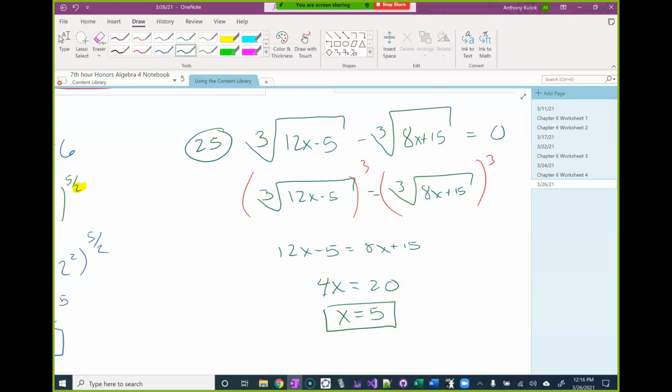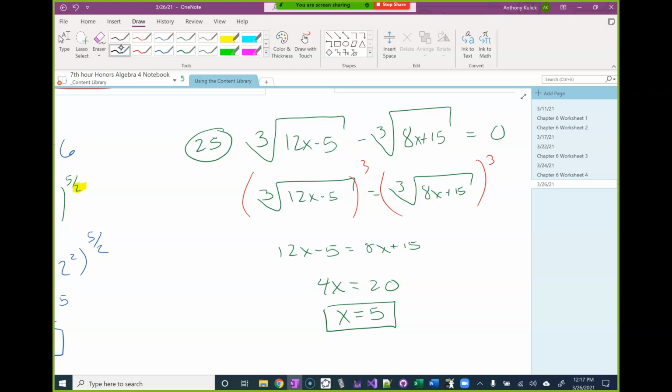Had you started by cubing both sides of the equation, you would have made yourself a gigantic mess, because you would have had to FOIL that thing out, which is not going to be fun. Then checking it, just plugging it in, right? But it's an odd root, so you don't have to check.